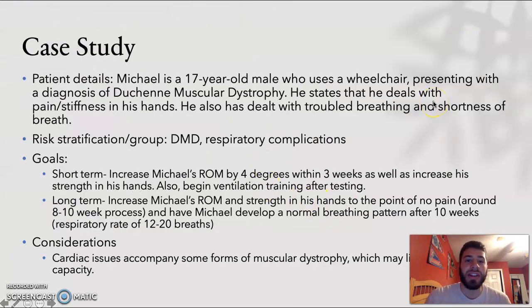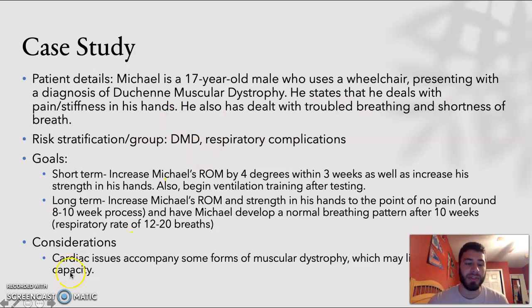Okay, so this case study I came up with, let's start with the patient details. Michael is a 17-year-old male who uses a wheelchair, presenting a diagnosis of Duchenne muscular dystrophy. He states that he deals with pain and stiffness in the hands. He's also dealt with troubled breathing and shortness of breath. So his risk stratification group is Duchenne muscular dystrophy, as well as respiratory complications.